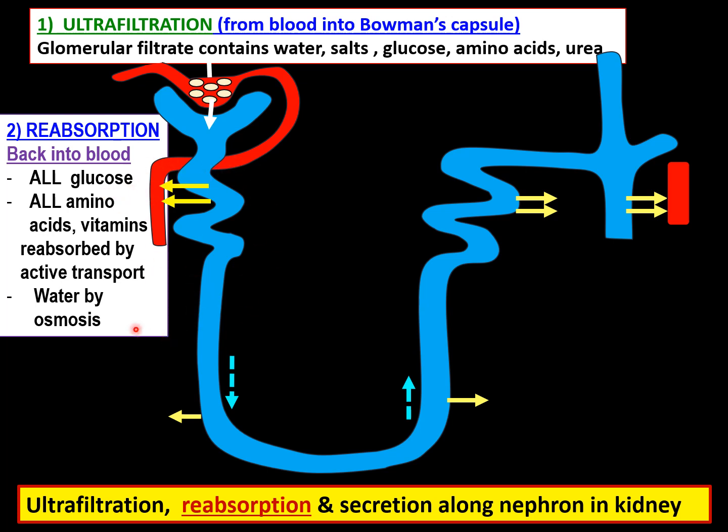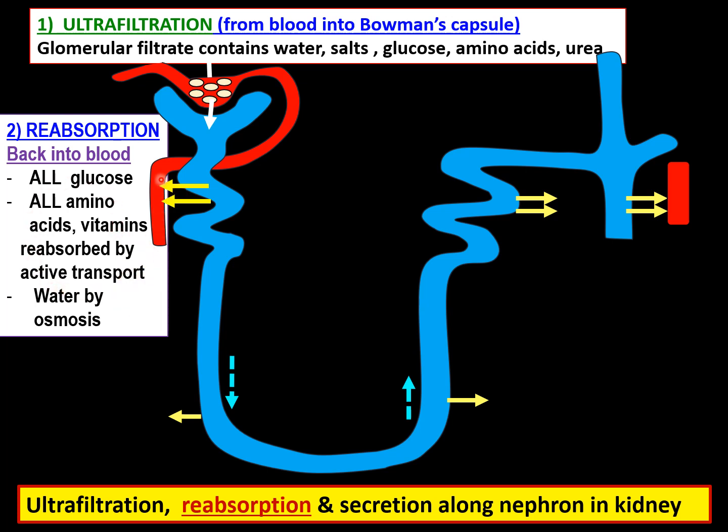Water will be reabsorbed by osmosis. Sodium ions are reabsorbed by active transport. So most of the substances are reabsorbed by active transport. Chloride ions are different. They are reabsorbed by passive transport, or diffusion, back into the blood. But most of the substances are reabsorbed by active transport.